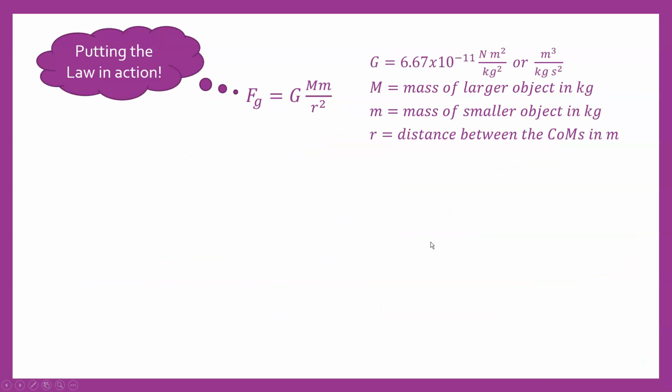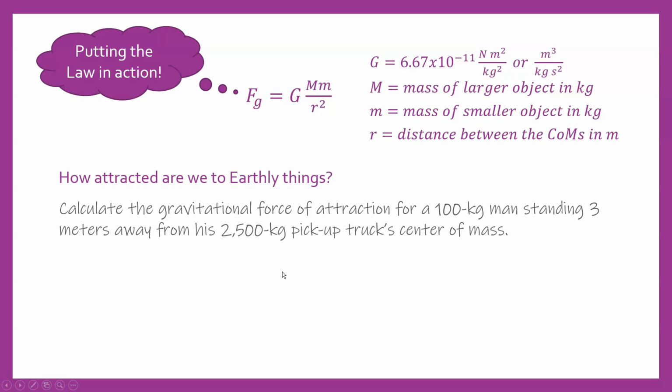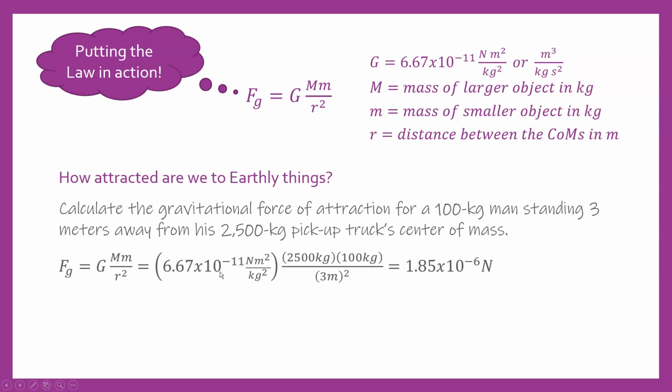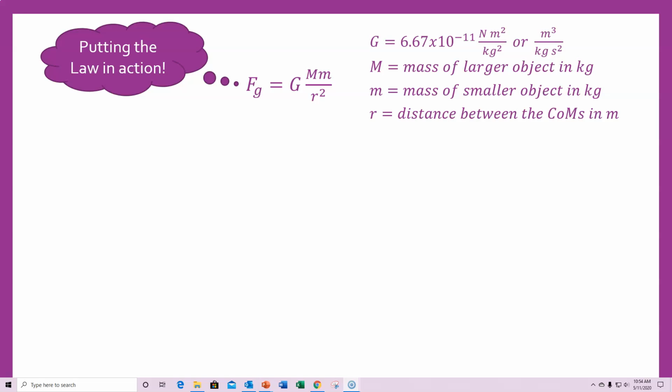So let's put this law into action. How attracted are we to earthly things? Calculate the gravitational force of attraction for a 100-kilogram man standing 3 meters away from his 2,500-kilogram pickup truck's center of mass. Well, we go ahead and use the equation. We plug in the universal gravitational constant, the mass of the pickup truck, the mass of the man, and the distance between their two centers of mass, and we get a really small number: 1.85 times 10 to the negative 6 newtons. So in answer to this, how attracted are we to earthly things? Not much.